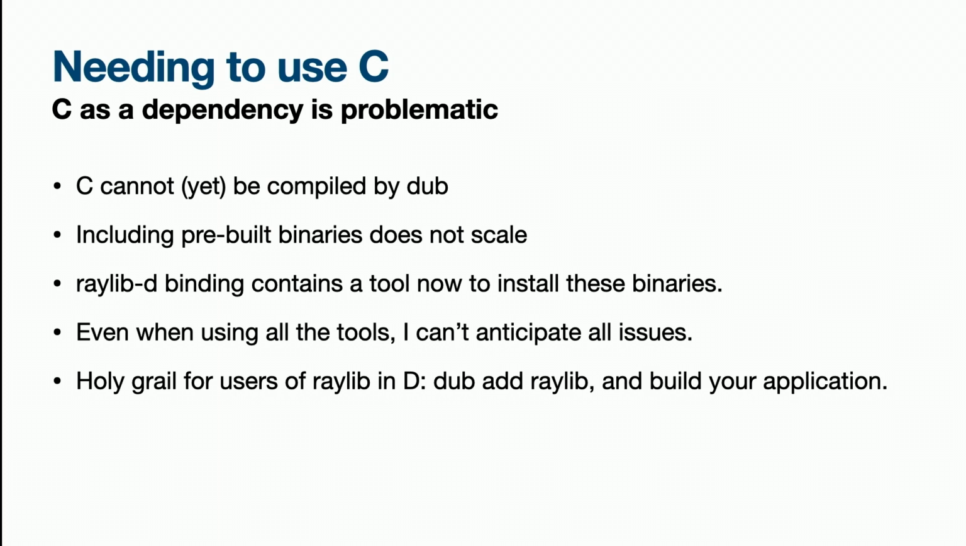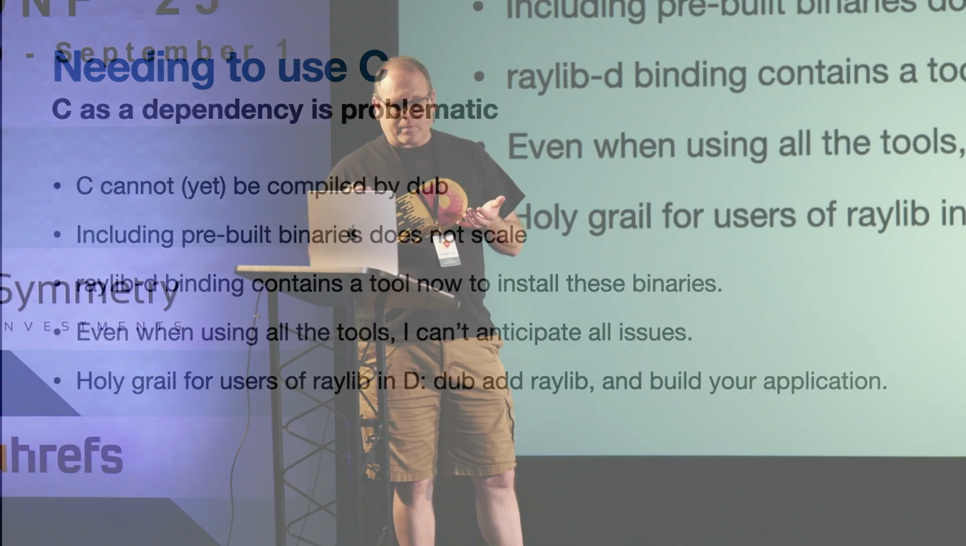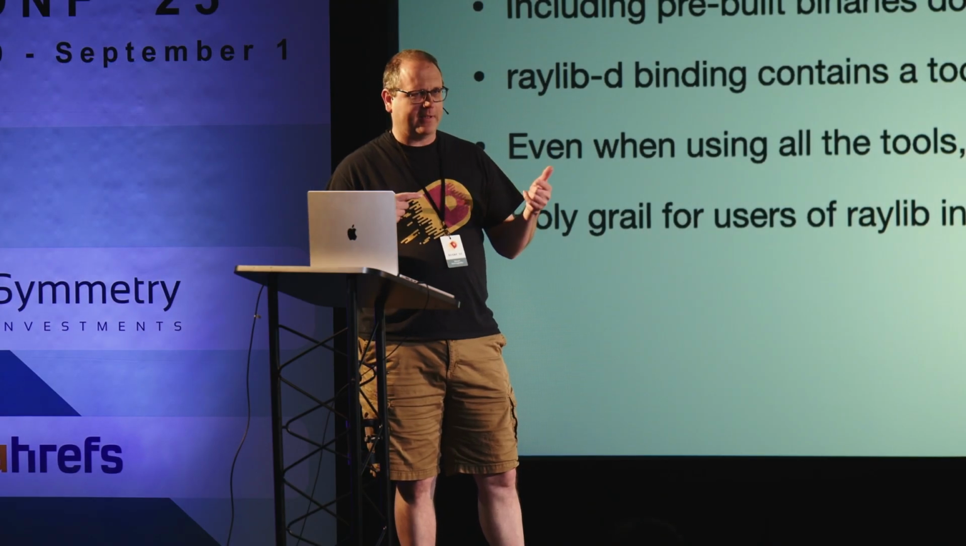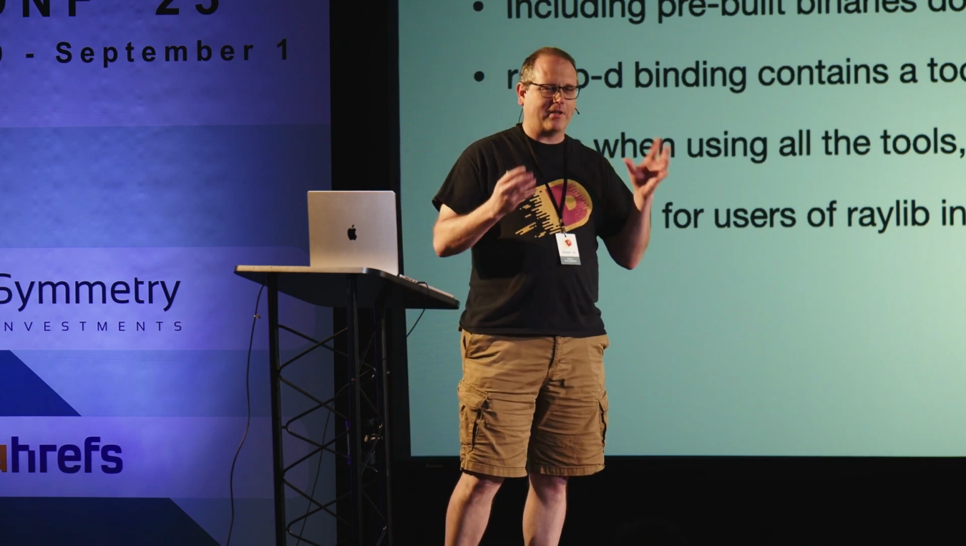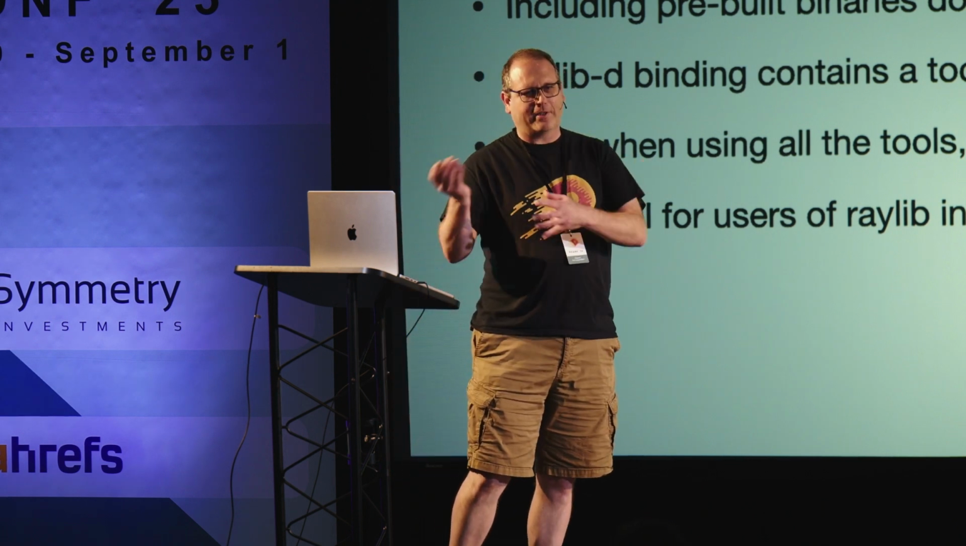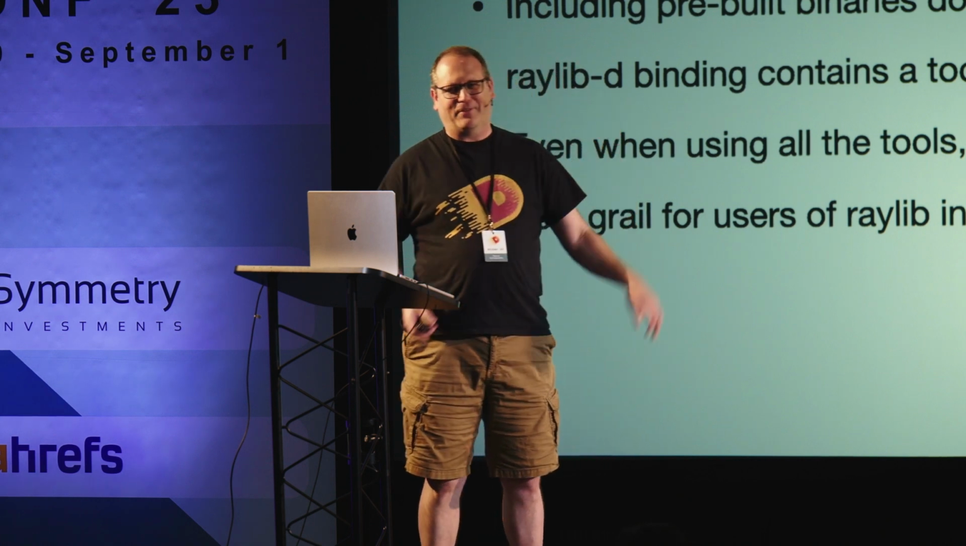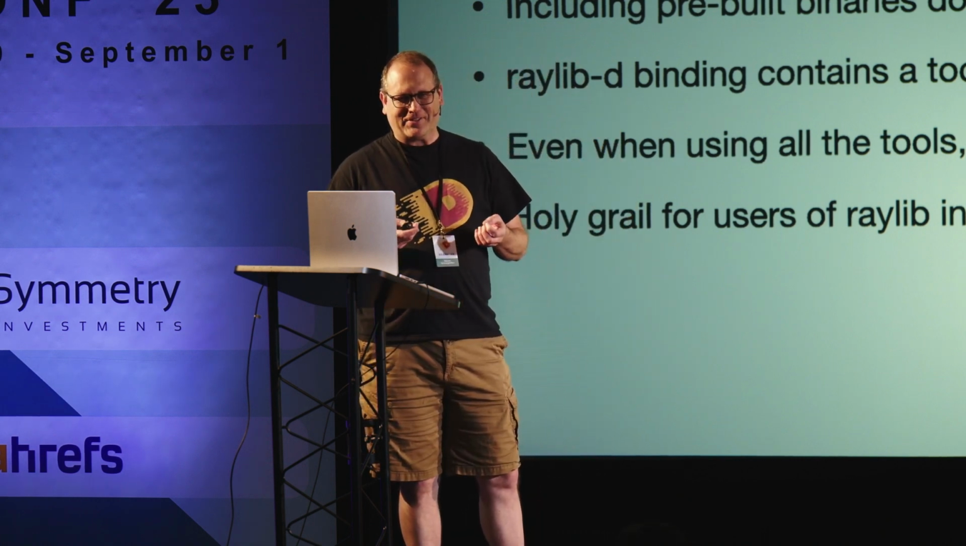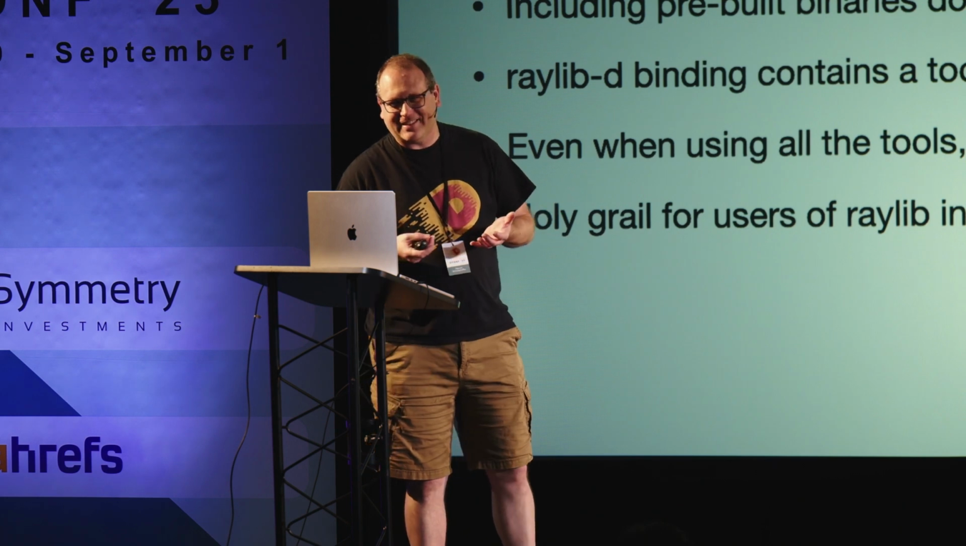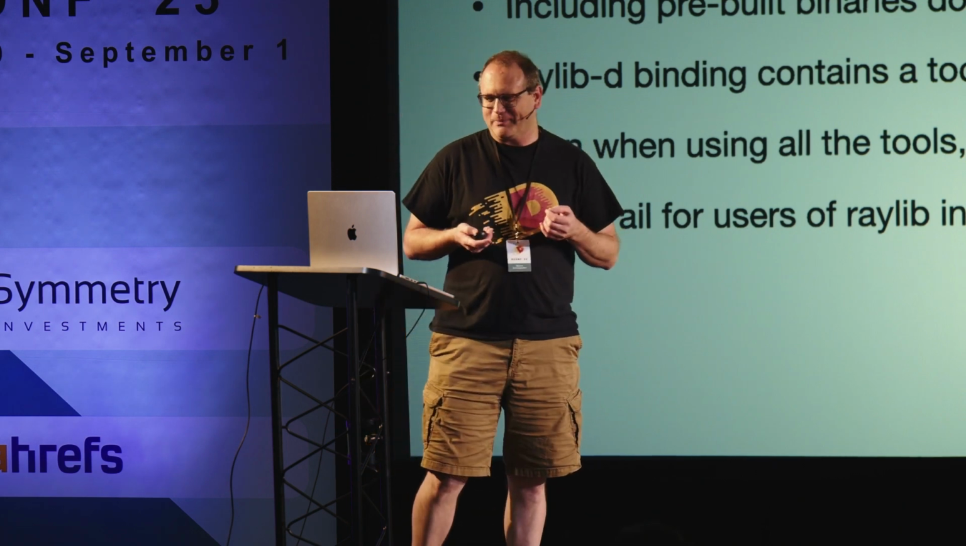So even with using all those tools, I can't anticipate all the issues. Maybe somebody has a weirdly built raylib library. I don't know how that's going to work. Raylib actually has a lot of configuration options you can specify, and this is the thing that C libraries do. Like, oh, I want to include JPEGs, I don't want to include JPEGs, I want these other file formats, which are build-time decisions, and I don't know what's going to happen there.